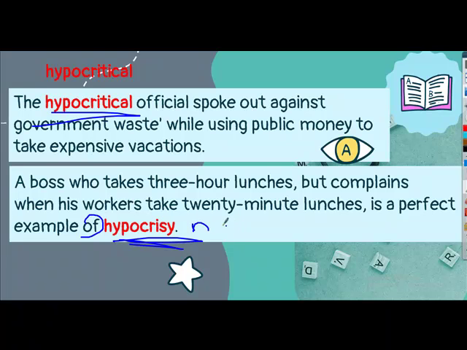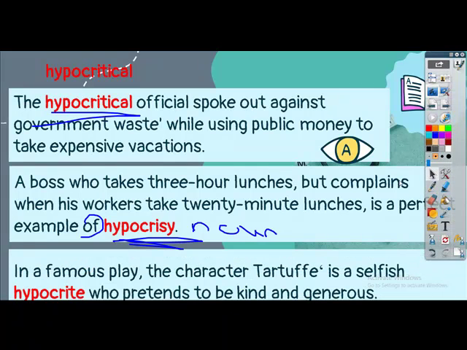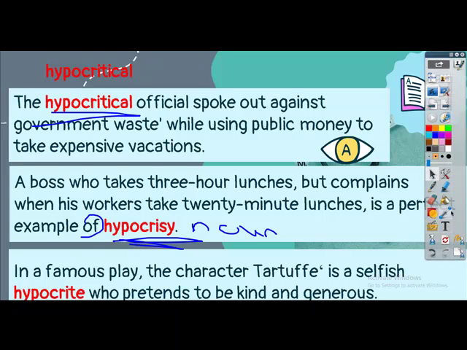Hypocritical, that's an adjective to describe the person or behavior or lie. For the next one, in a famous play, the character Tartuffe is a selfish hypocrite who pretends to be kind and generous. Okay, he is a hypocrite.